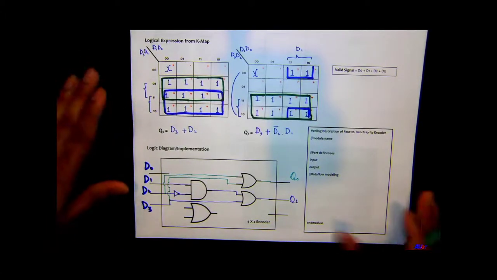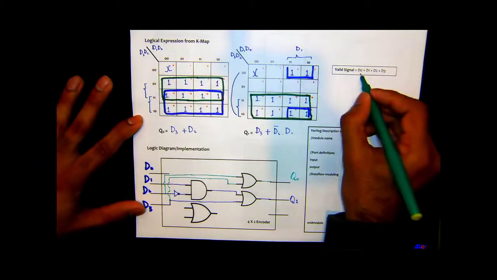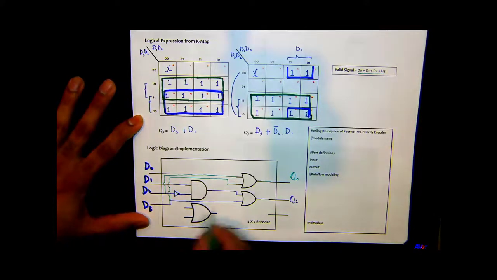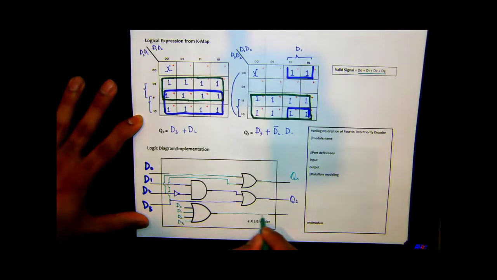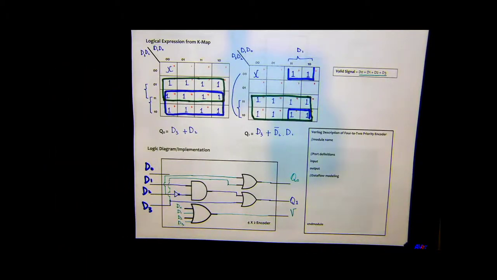And then I actually went ahead and did the K-map for the valid signal, and I came up with this expression right here: D0, D1, D2, and D3. So I'll just write down here D0, D1, D2, and D3. And this is connected to this V valid signal right here. We also would like to verify this block diagram right here.